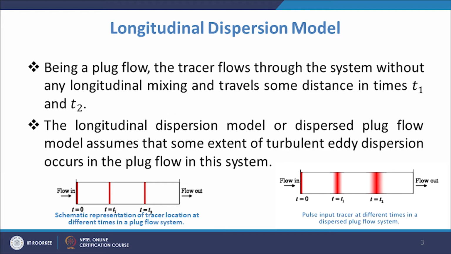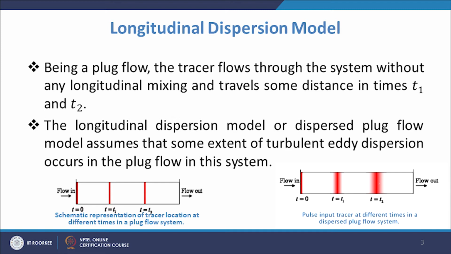At t equal to 0, this is how the tracer was, and at t equal to t1 you see that there is some dispersion in the longitudinal direction, and at t equal to t2 when it has gone further, you will again have the dispersion. The tracer will look like this, because of the longitudinal dispersion that occurs in the actual case.